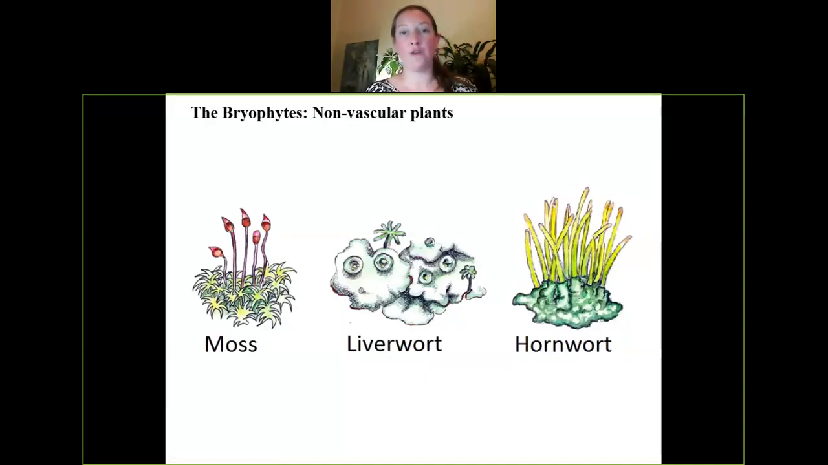Bryophytes are non-vascular plants. Here they are. You have moss, you have liverworts, and you have hornworts. So you may be familiar with moss. You're probably not that familiar with a liverwort or a hornwort. Don't worry, we will get familiar with it today.